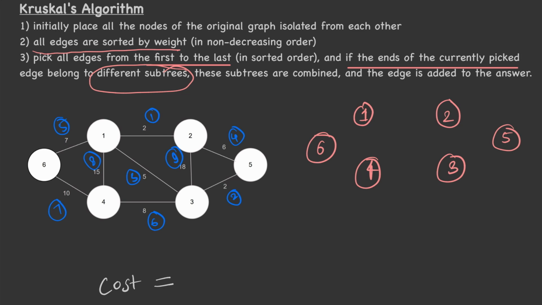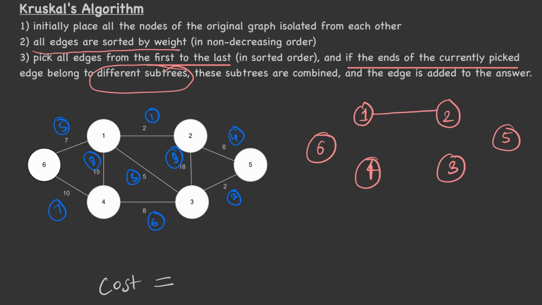It is 0, as of now it's nothing. Now let's check the end of the edges 1 and 2. Are they isolated or do they belong to the same subtree? They are not connected and they are not in the same subtree. So we need to take that edge and connect these 2 points, right? So let's take that edge.